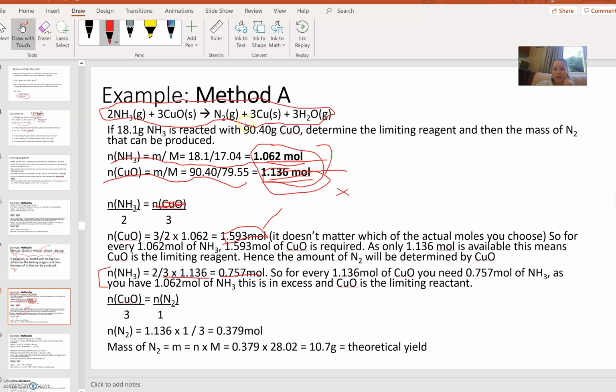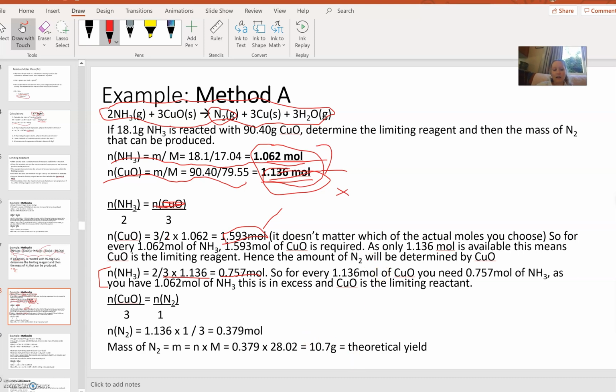Now what you'll see here is that you've got 3 copper oxides for every 1 N2 that's produced. So what that means is if we've got this many moles of copper oxide, if we divide that by 3, we will find out how many moles of N2 are actually produced, because it's all ratio based. So if this is the amount of moles we've got of copper oxide, then 1/3 of that has to be the number of moles of N2.